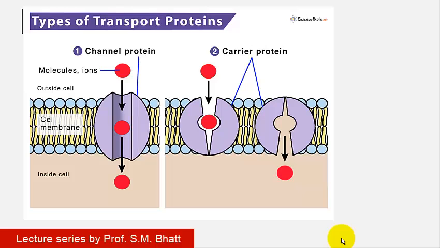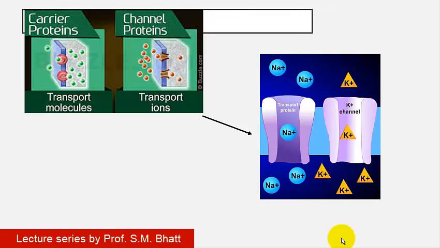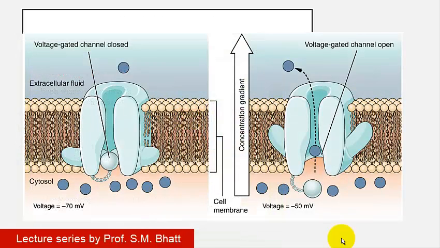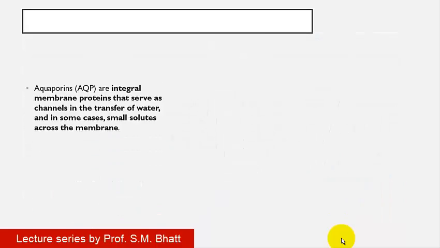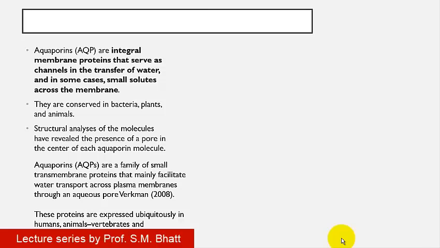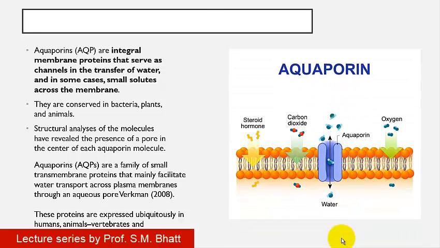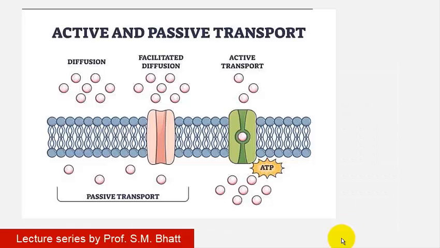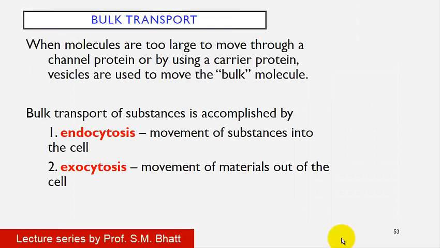Okay, so in the next topic we are going to discuss certain more things, like what is the difference between channel protein and carrier protein. You must tell me in the comment box what is the difference between channel protein and carrier protein, how the voltage gated channel is going to work, and what are the aquaporins, what is their role, whether they are conserved in bacteria, plants or animals or not. And already we have discussed osmosis, water movement, active transport, and in the next class we are going to discuss bulk transport.